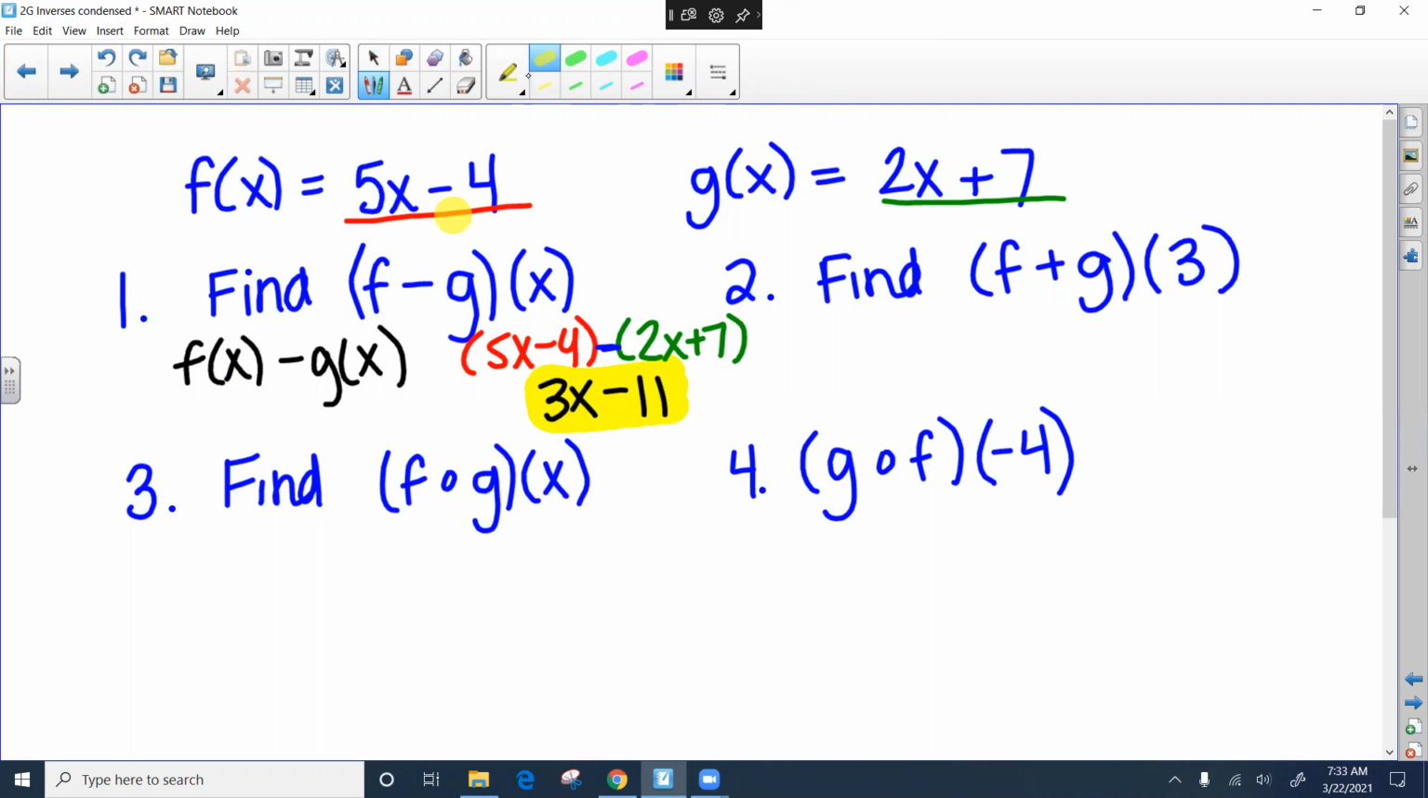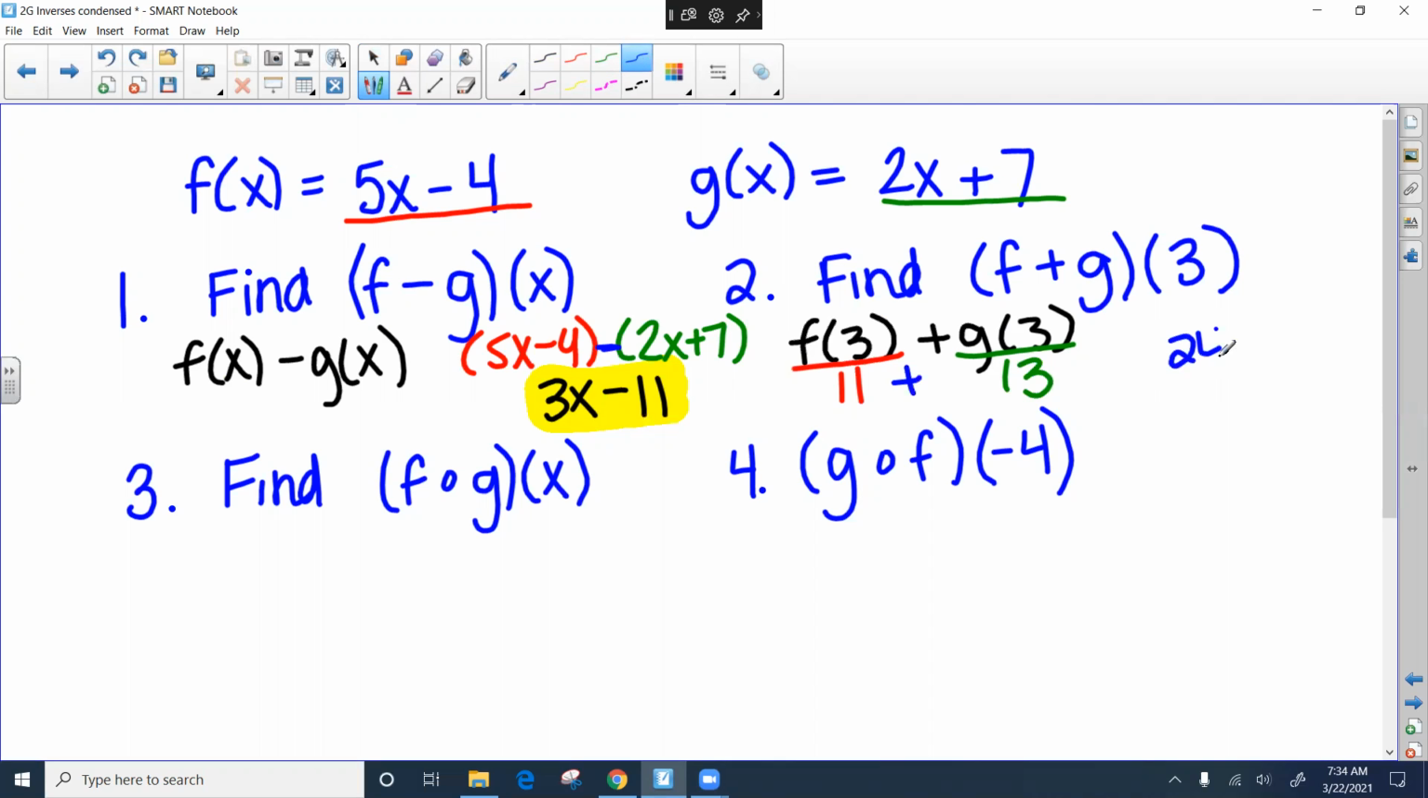All right, number 2, this one we had to plug in a number. Same thing, we mostly did really good with this one. F plus g of 3 means we're finding f of 3 plus g of 3. So f of 3 means plug in 3 into f of x. 5 times 3 minus 4 gives us 11. G of 3 means plug in 3 into function g. So 2 times 3 plus 7 gives us 13. And so then when we add those together, we get 24.